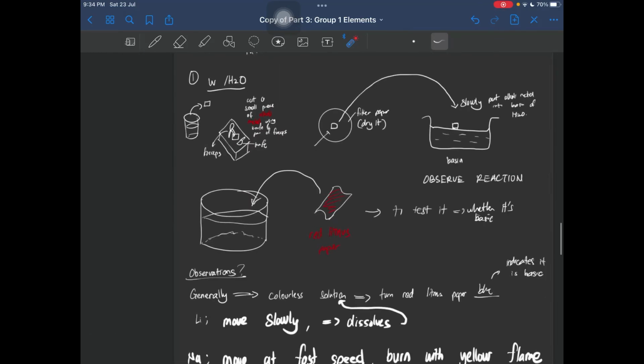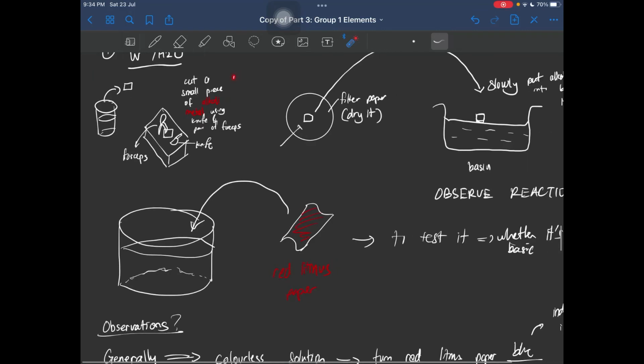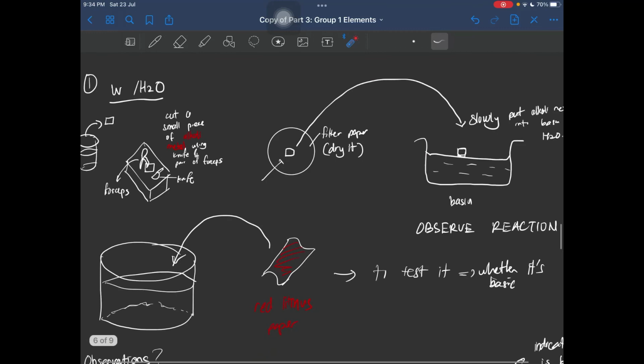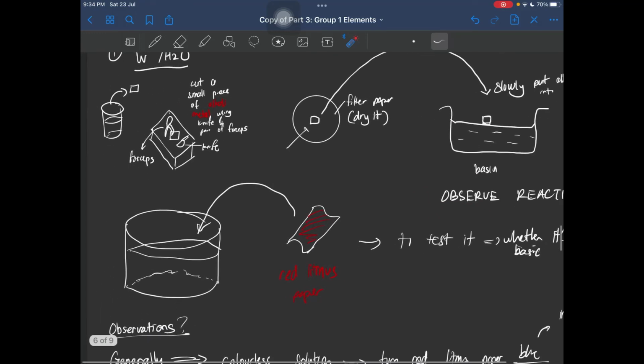So here we have the reaction between alkali metals with water, whereby first we cut a small piece of alkali metal using a knife and a pair of forceps, and then we dry the alkali metal using a filter paper, and then we slowly put the alkali metal into a basin full of water. And then we observe the reaction of what happens when we do this.